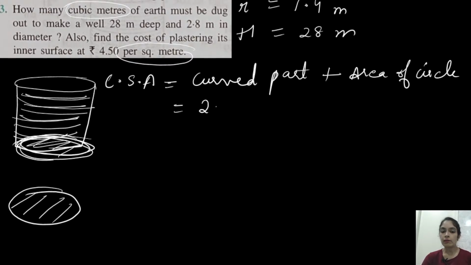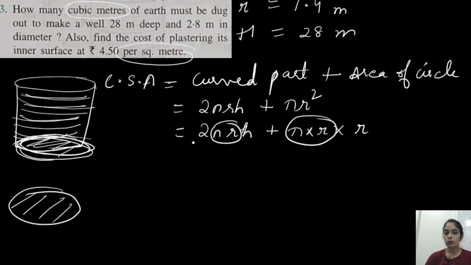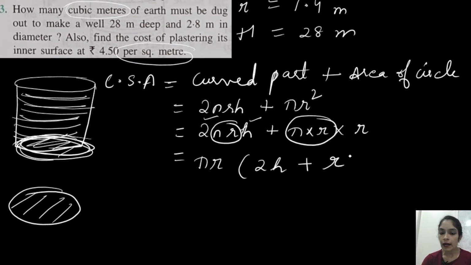So the curved part's area will be 2 pi rh and the area of the circle is pi r square. If anything is common we can take it out, so that calculations become easy. This is 2 pi rh. Pi r square means pi into r into r. Here pi r is common, so pi r we can take out. Whatever is left, first 2h is left, plus here r is left.